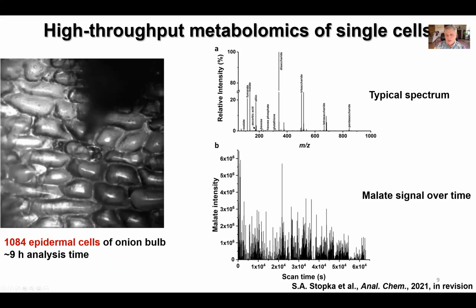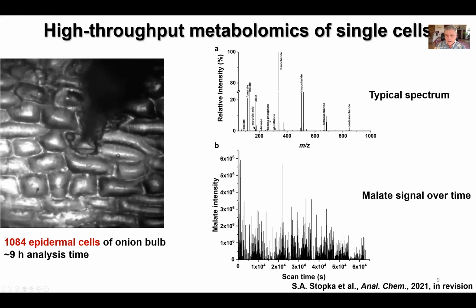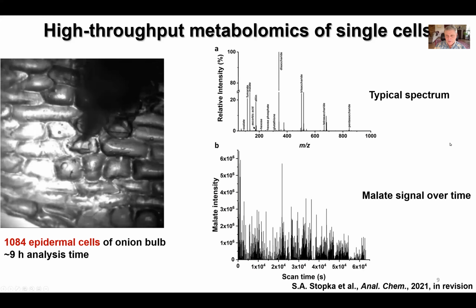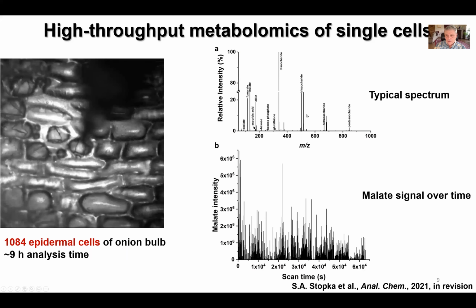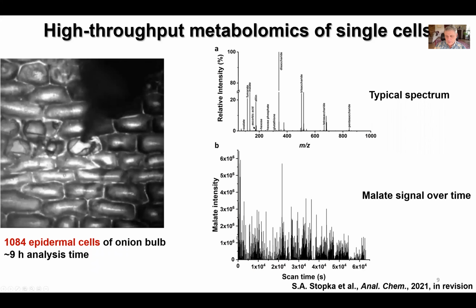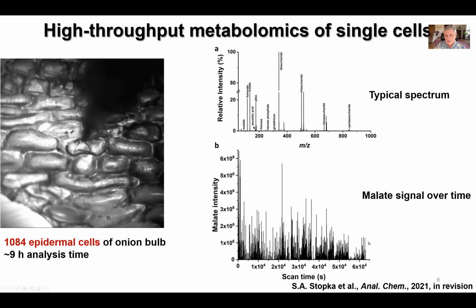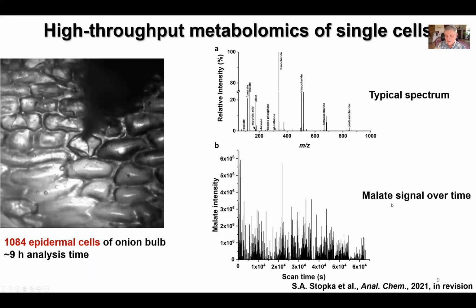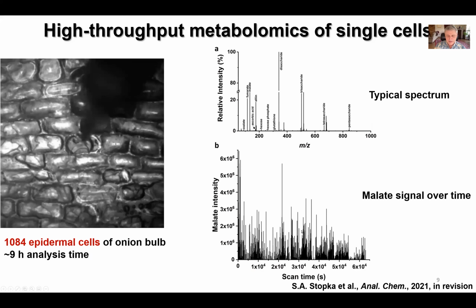On the right, you see here a typical spectrum. There are many more peaks in here, they're just not shown because of the intensity of these disaccharide and other strong peaks. For example, you can follow a selected ion over time. In this case, the malate ion was monitored throughout the entire analysis.